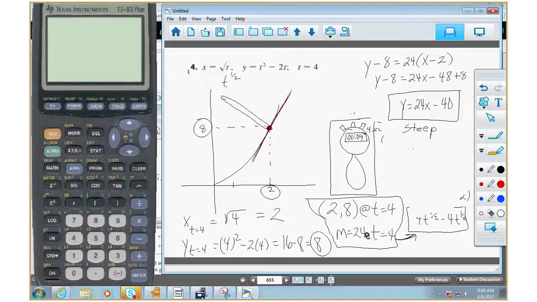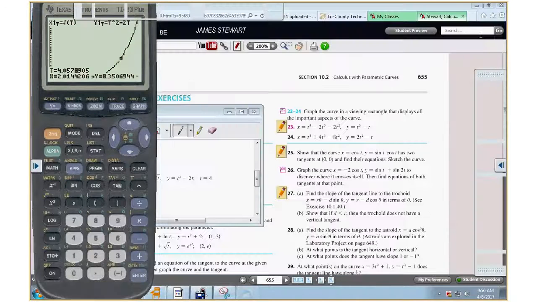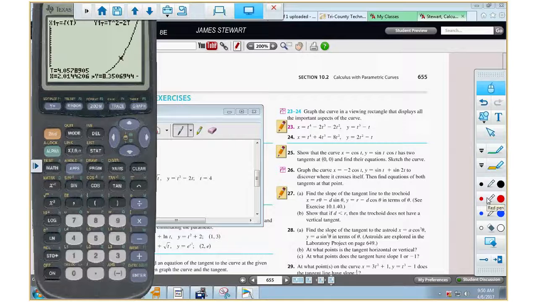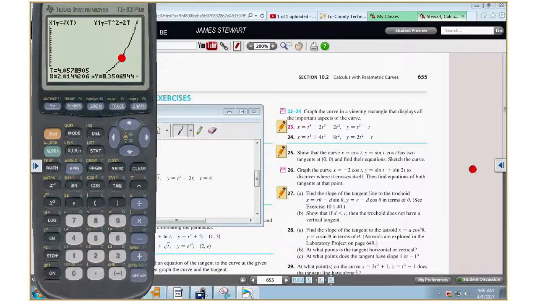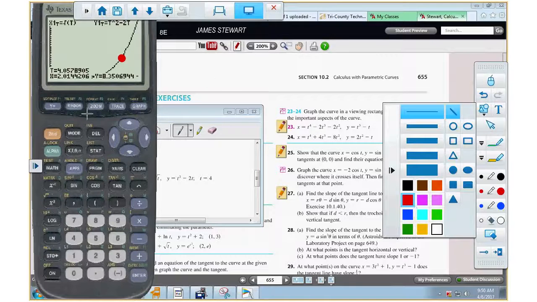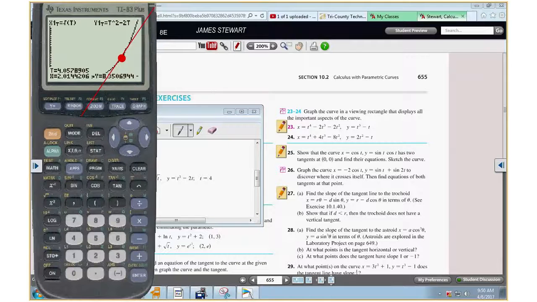So you could take y is equal to 24x minus 40, let me do this and this, and put the dot right there. That's it, something like that.